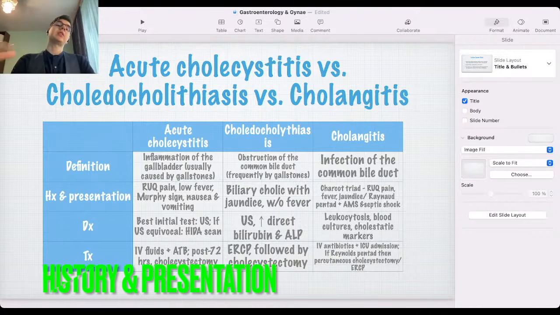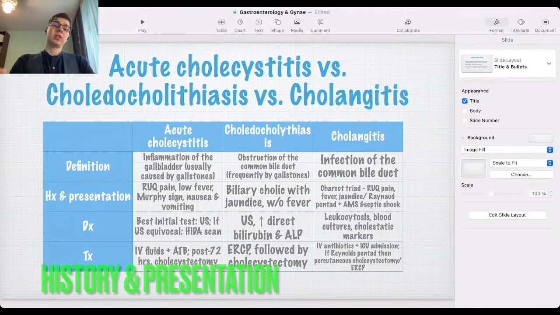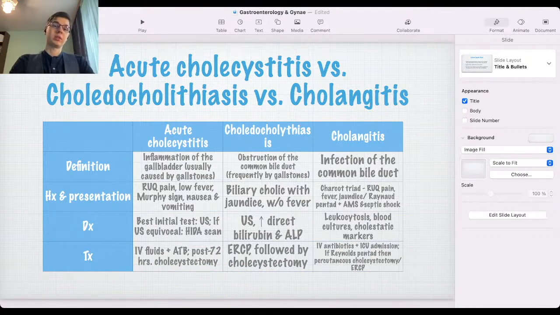On history and presentation, the acute cholecystitis has the Murphy sign, meaning that when the patient breathes in and the right upper quadrant is touched, the inspiration will halt. Also, the patient has right upper quadrant pain, she comes with low fever, and we have nausea and vomiting.